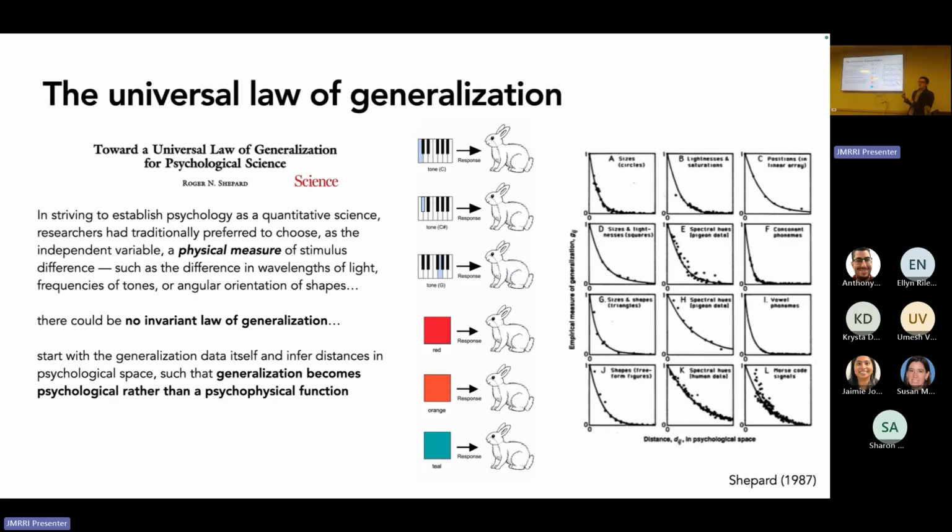And what he did was say, okay, we're just going to look at the generalization data itself and try to backpedal out and make a psychological space. Does the animal, or the human, think that two things are the same and they should generalize? It becomes more of an inference problem. Okay? And so this starts off this universal law of generalization.